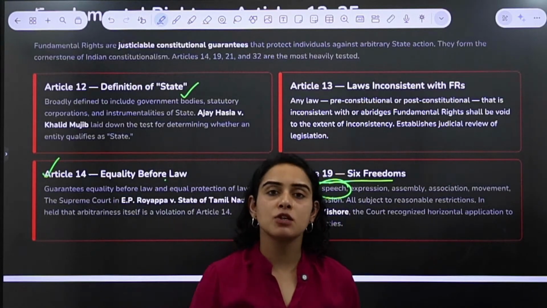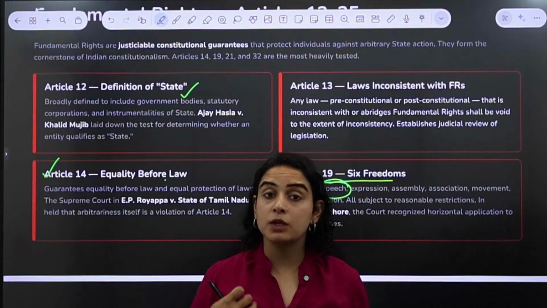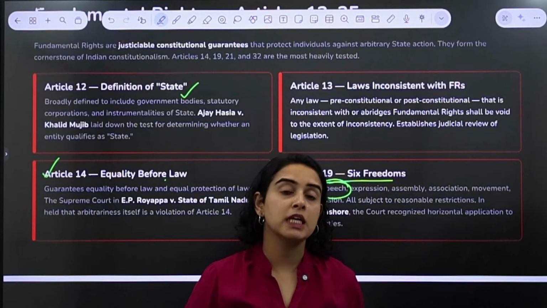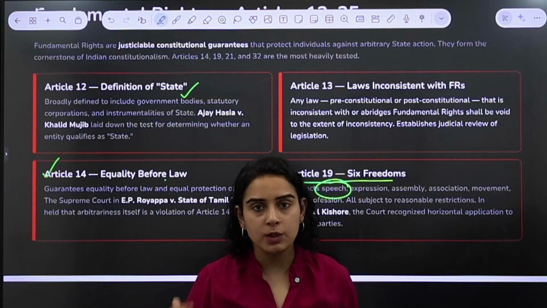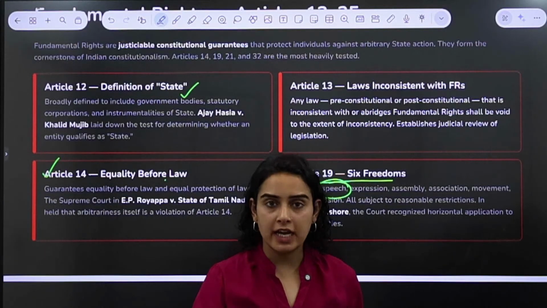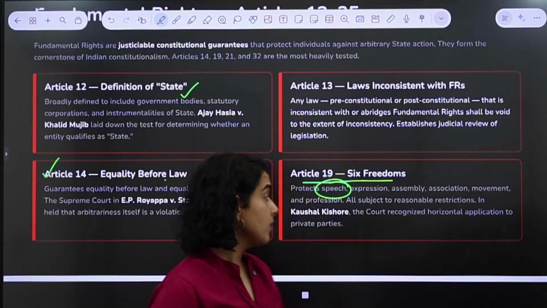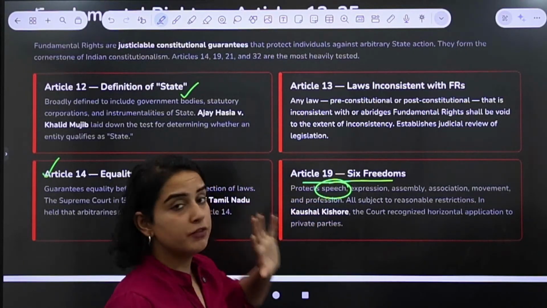You can express yourself the way you want, be it verbally, be it in written form, be it through gestures, right? Be it through print media, online, any way you want to. You have the right to express yourself freely.